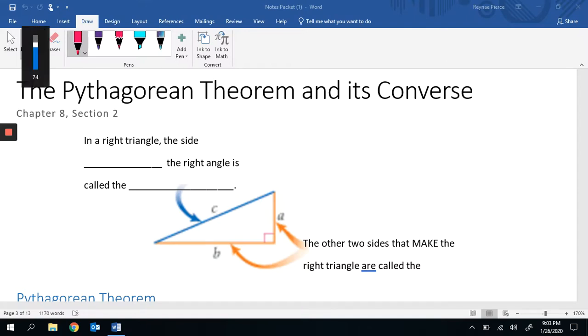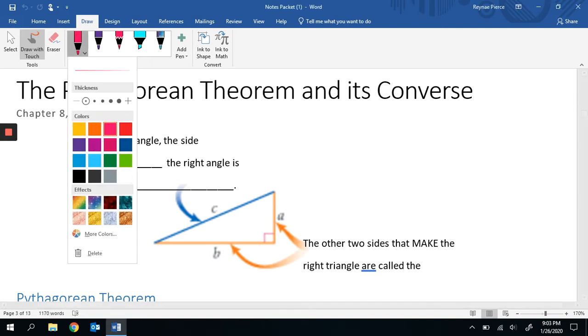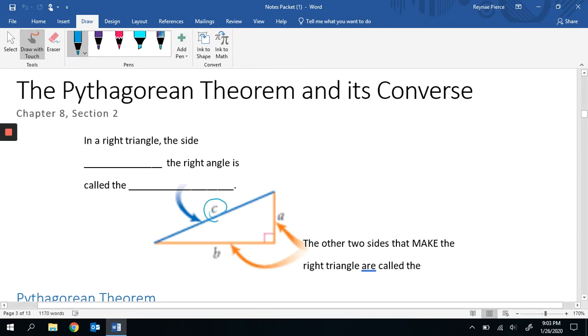In 8.2, we are going to talk about the Pythagorean theorem and its converse. Okay, before we get into that, though, we are going to review the parts of the right triangle. We briefly talked about it in 8.1 when we were doing the geometric mean with the altitudes. But being able to identify the two different parts of the right triangle is going to be very, very important throughout this whole chapter.